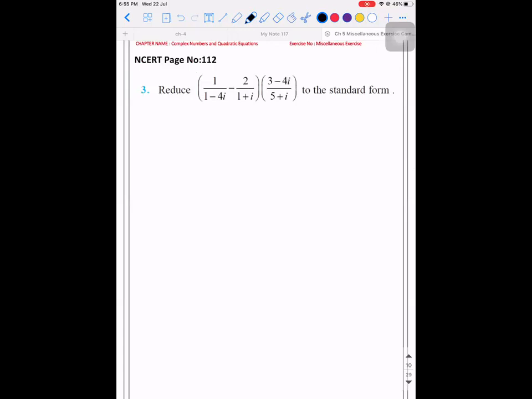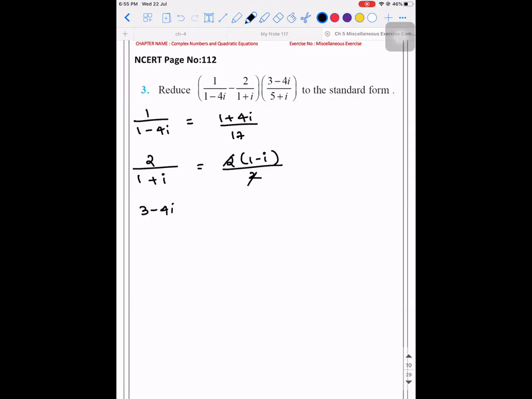Reduce 1 by 1 minus 4i minus 2 by 1 plus i, into 3 minus 4i divided by 5 plus i, to the standard form. So 1 by 1 minus 4i, can I write it as 1 plus 4i divided by 17? Did you understand how I got that 17? Similarly, 2 divided by 1 plus i will be equal to 2 into 1 minus i divided by 2. Are you guys able to understand how I got that? Yes, sir. So this 2 and 2 will get cancelled.